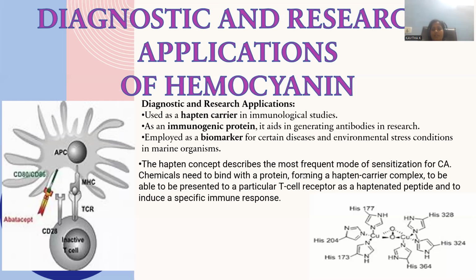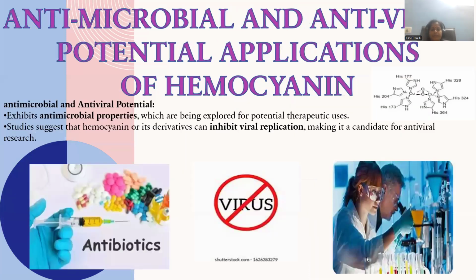The hapten concept describes the most frequent mode of sensitization: chemicals need to bind with the proteins, forming a hapten carrier complex. The hapten carrier complex will be originated to be able to present the particular peptide to the T cell receptor as the haptenated peptide and to induce the specific immune response. Whatever immunological system is developed within the organ where the hapten carrier is taken, the responsibility of this hemocyanin is developing the immune response. So this kind of mechanism is provided by this hemocyanin, which is oxygenated over here.